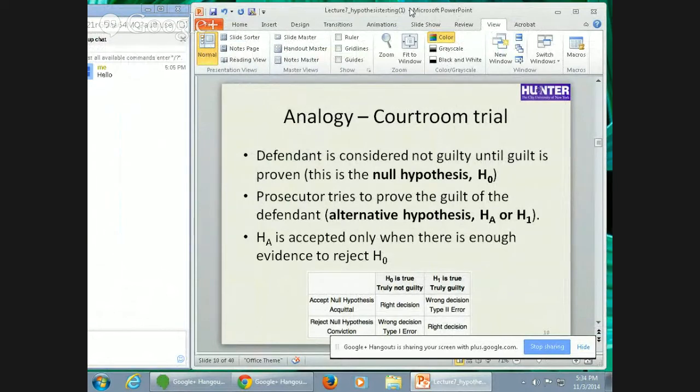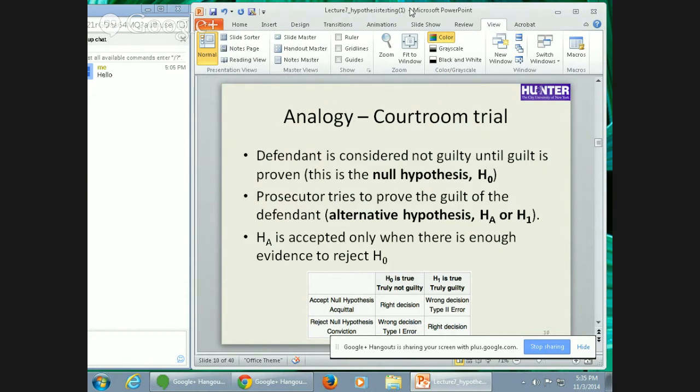This is a classic analogy to the courtroom trial, where we have a defendant who's been accused of a crime. The null hypothesis is of innocence, and the burden of evidence is on guilt. If there is no evidence, you accept innocence, so that would be the equivalent of the null hypothesis. You accept the null hypothesis until you have evidence to reject it.